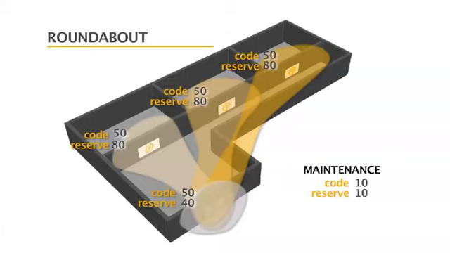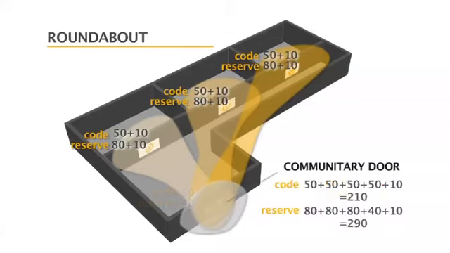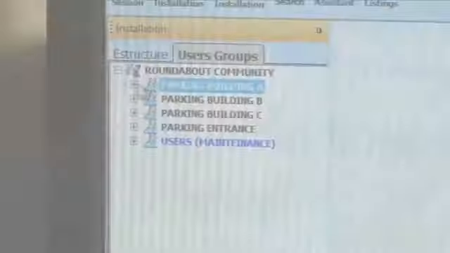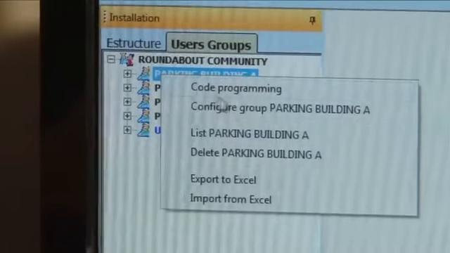In this way, we will observe that the doors accessing buildings A, B and C have 60 codes authorised, 90 in reserve and 350 free for each. By contrast, the community entrance door will have 210 codes authorised and 290 in reserve and none free. We will authorise the remote controls in line with each group and the quantities we have calculated.